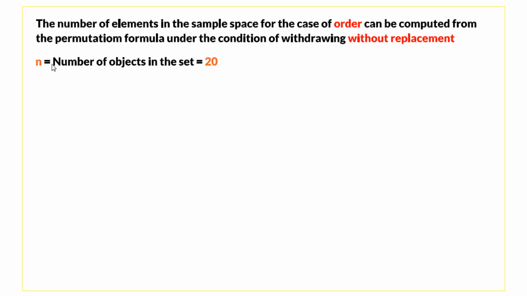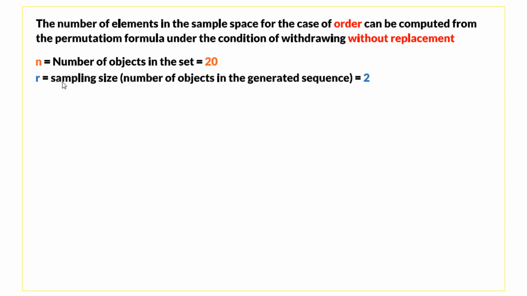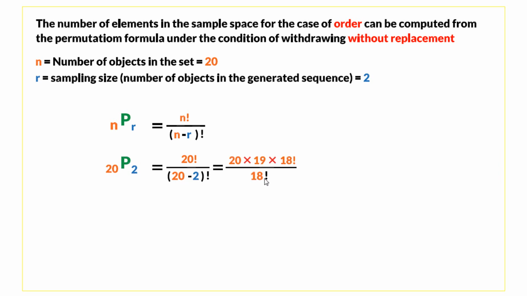So we have n, the number of objects or the number of population, and that is 20. And r, the sampling size, is 2, so we are sampling 2 objects out of 20. We use the permutation formula, we substitute n and r, so we have 20 permuted 2 at a time, and that is equal to 20 times 19, so the number of elements in the sample space is 380.